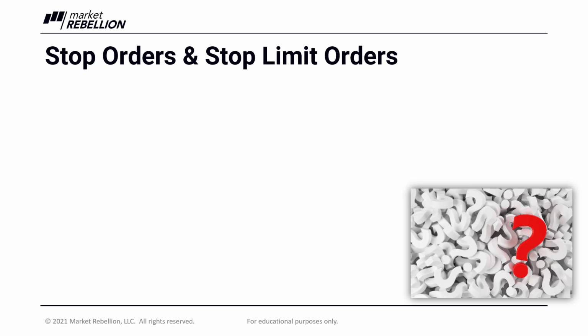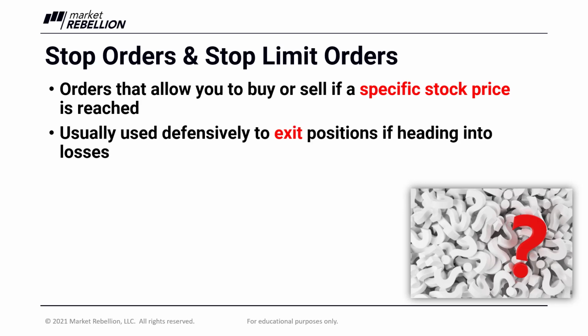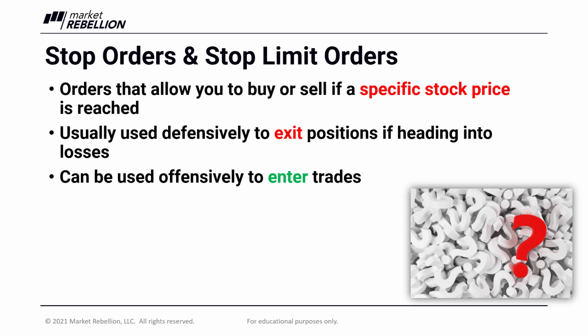But basically, whichever one you choose, these are orders that allow you to buy or sell if a specific stock price is reached. That's probably the simplest way to describe what these orders do. Now, they are usually used defensively to exit positions if you are heading into losses, or maybe just trying to protect profits. But they can also be used offensively to enter trades. For this video, we're just going to talk about the defensive use, but understand that you can also use them as ways to get into trades.